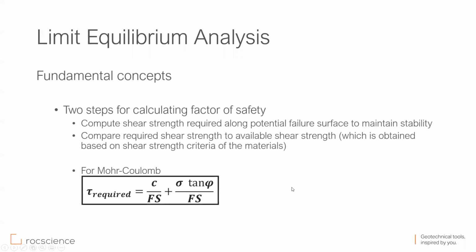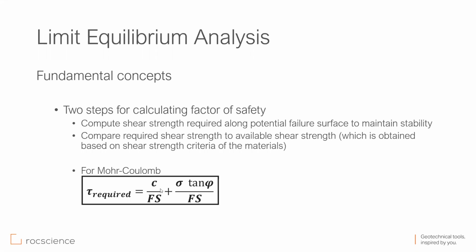To calculate factor of safety. So there are 2 steps to calculate factor of safety in the limit equilibrium analysis. Basically, you compute the shear strength required along the potential failure surface to maintain stability, and then compare the required shear strength to available shear strength.